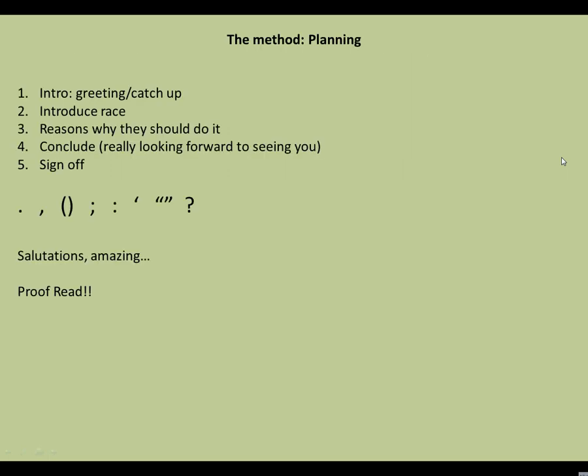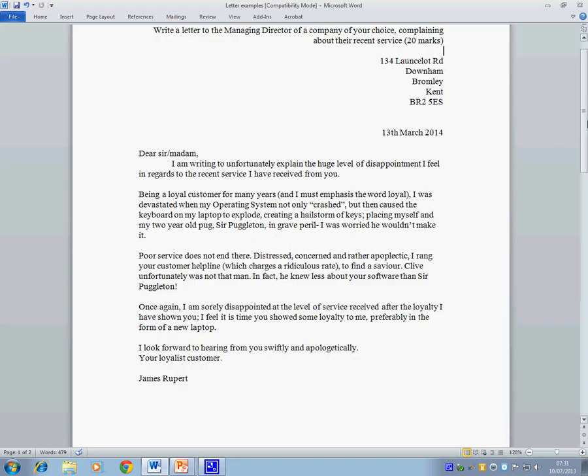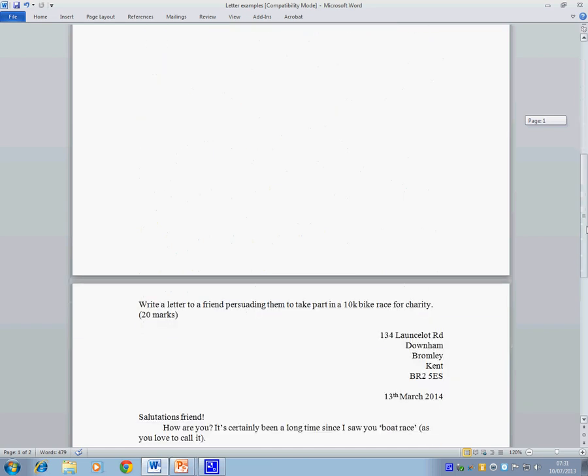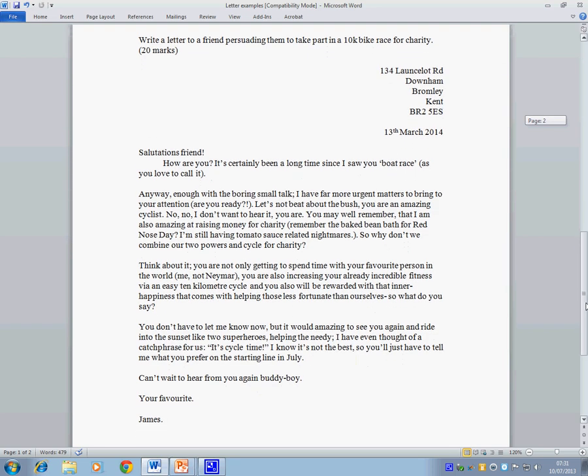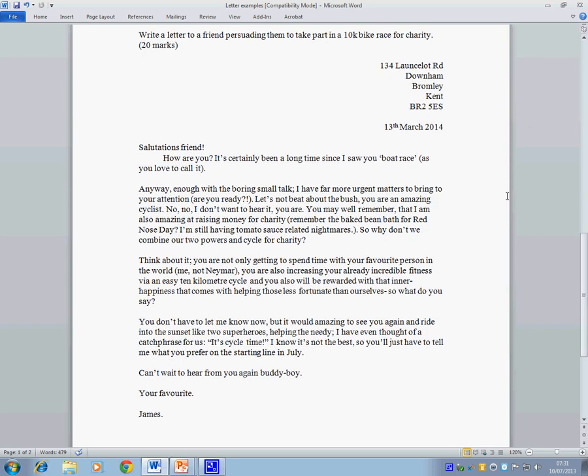Very similar. As you can see, method's exactly the same. Method will be the same for every question. Obviously, I need to tailor my planning for the question. And let's look at what the informal piece now looks like. So there's my formal. Let's scroll down. See, I've prepared this earlier. This is my informal. So there you go.